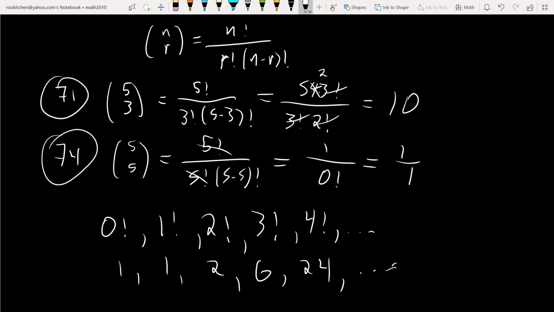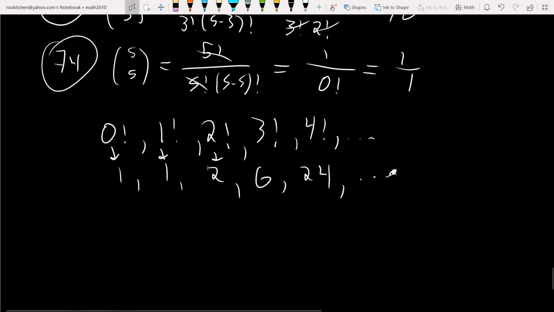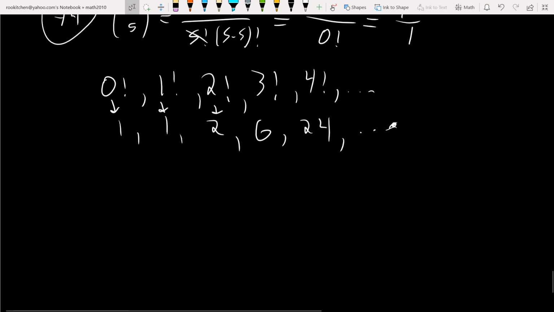So sometimes in Calc 2 people get confused because you'll write it as 1, 1, 2, 6, and really you're talking about factorials, but they're kind of the same thing. Okay, maybe that's not an issue, I don't know.